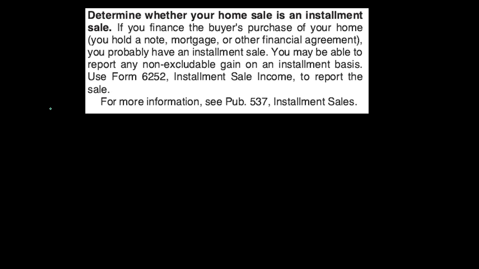If you finance the buyer's purchase of your home, you hold a note, mortgage, or other financial agreement, you probably have an installment sale. You may be able to report any non-excludable gain on an installment basis. Use Form 6252, Installment Sale Income, to report the sale. For more information, see Publication 537, Installment Sales.